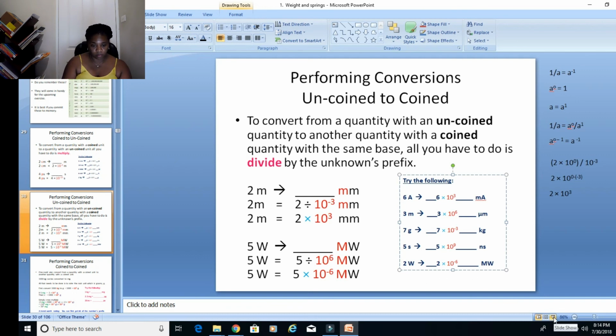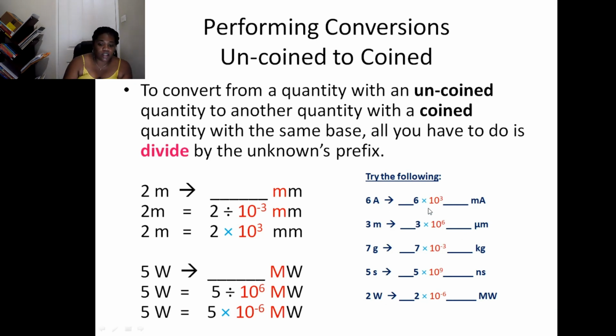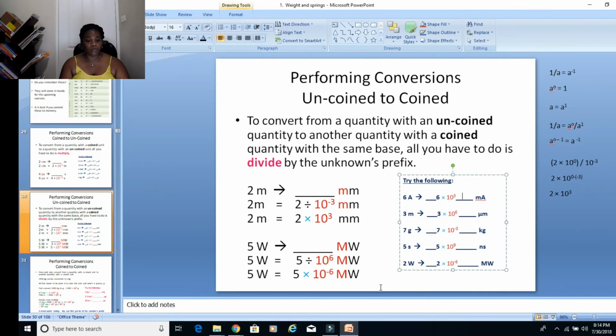So 6 amps to milliamps. Remember, milli is 10 to negative 3, so therefore you multiply by 10 to the positive 3. Micro is negative 6, so it will become positive once you multiply. A kilo is positive 3, so it will become negative 3 once you multiply. Nano is negative 9, so it's going to become positive 9 once you multiply. And a mega again here is positive 6, so therefore it will become negative 6. Alright, so I hope you take this to heart.